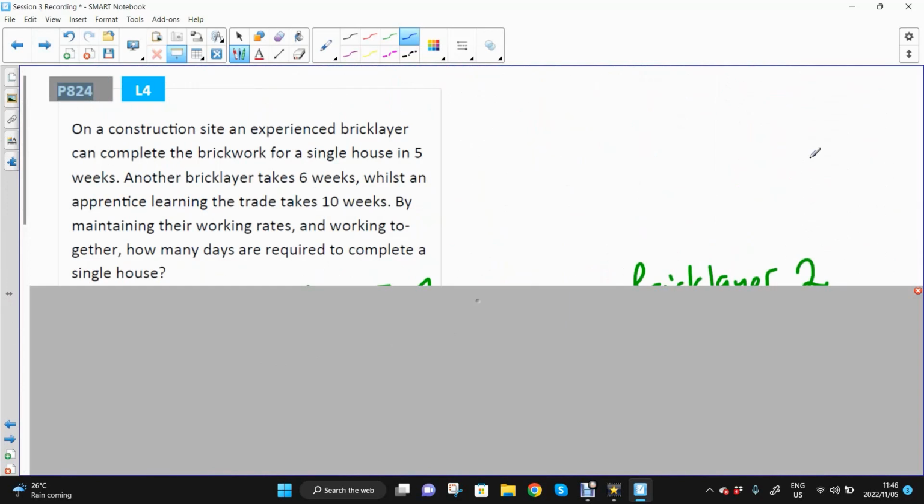On a construction site, an experienced bricklayer can complete the brickwork for a single house in 5 weeks. Another bricklayer takes 6 weeks, whilst an apprentice learning the trade takes 10 weeks. By maintaining their working rate and working together, how many days are required to complete a single house?